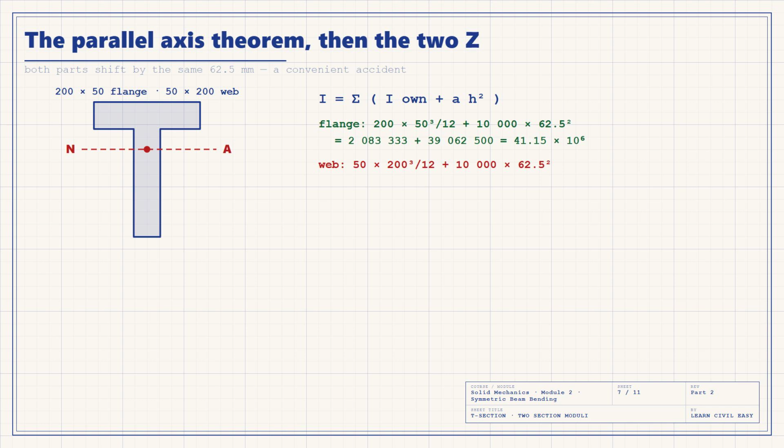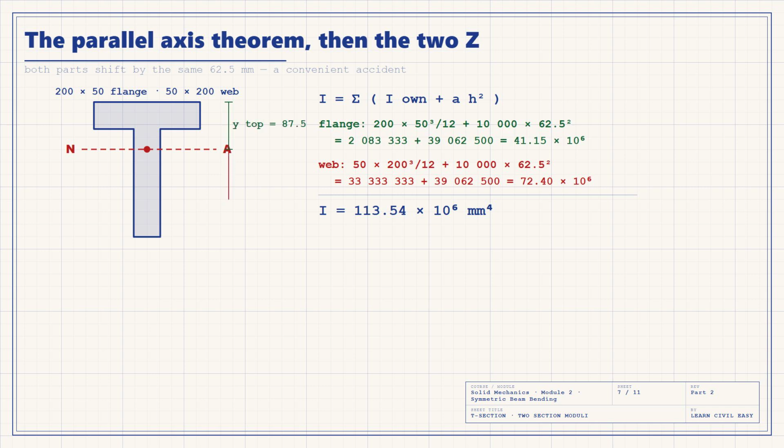The flange gives 200 times 50 cubed over 12 plus 10,000 times 62.5 squared. That is 2,083,000 plus 39,062,041.15 times 10 to the 6th. The web gives 50 times 200 cubed over 12 plus the same 39 million, so 72.4 times 10 to the 6th. Add them. I is 113.54 times 10 to the 6 millimeters to the 4th.